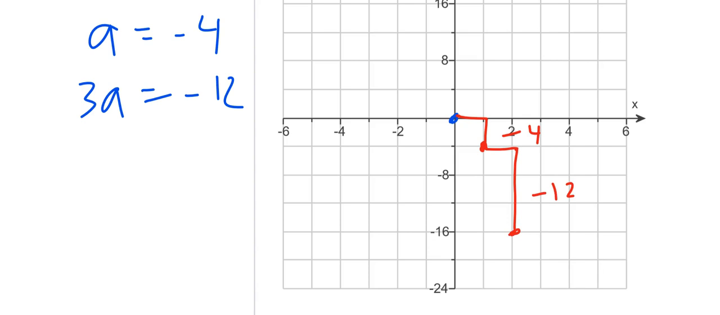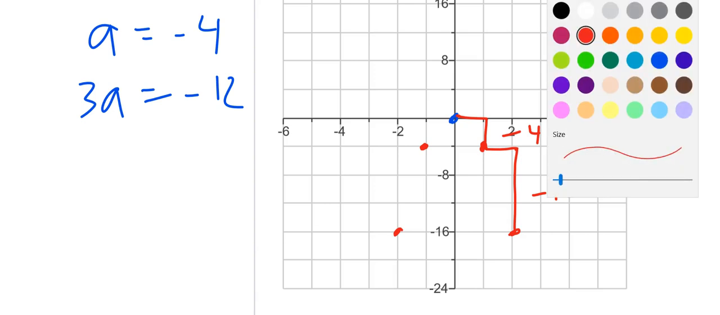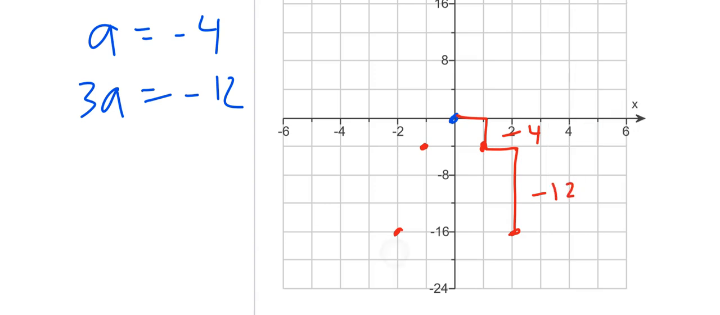So over 1 down A, over 1 down 3A. Because it's a negative, I knew I had to go down. And then we can copy these to the other side and draw our picture. Okay, that's the stuff that, whoa, I'm getting out of hand here.